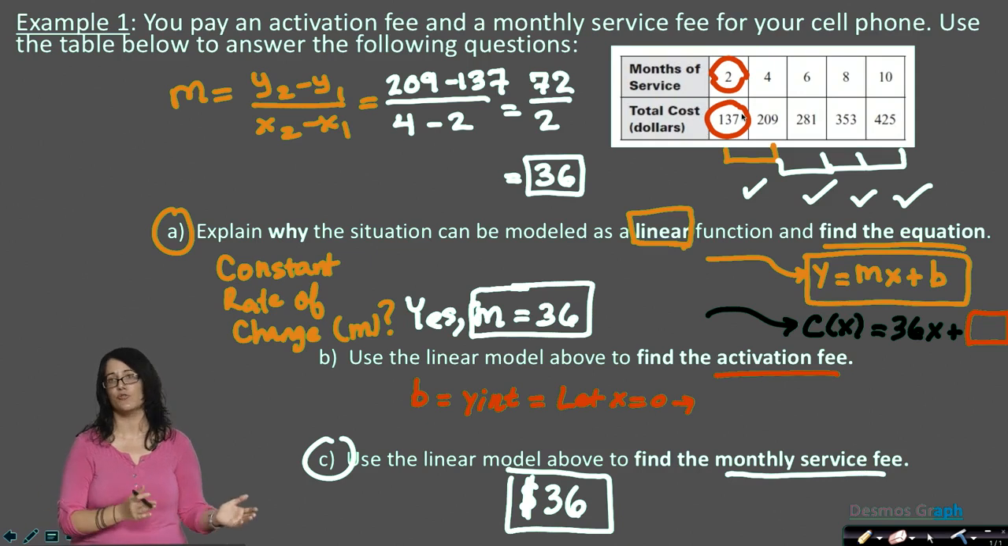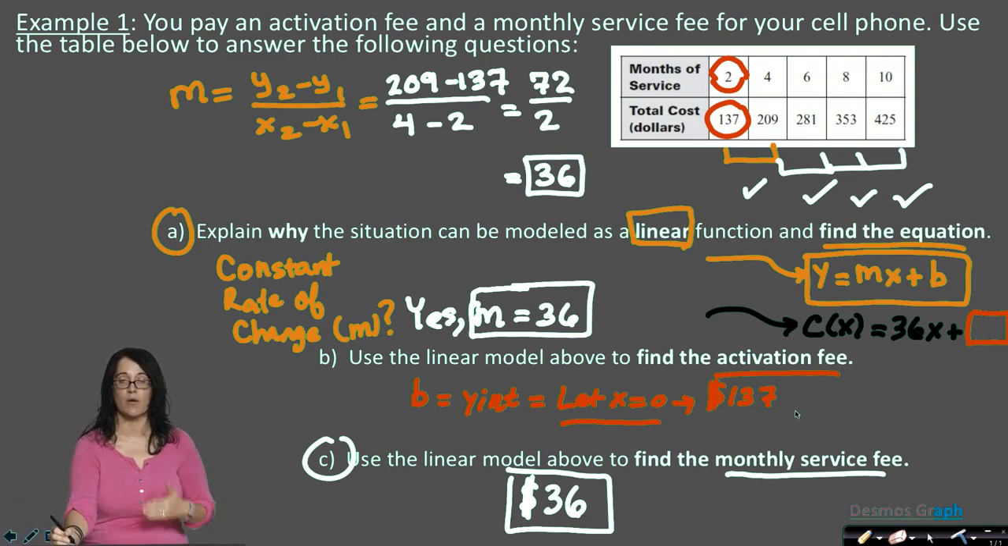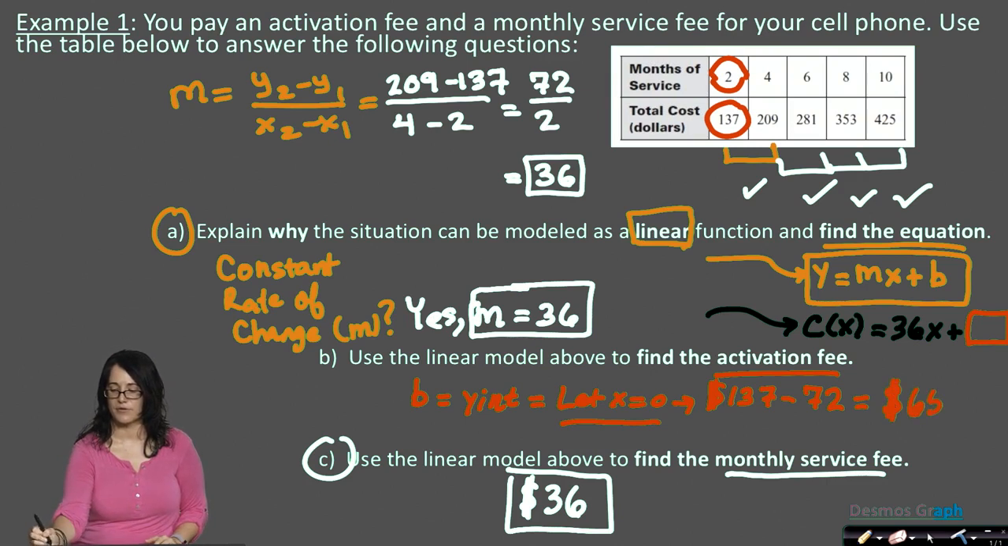So what would have happened 2 months prior to that? You could go 1 month, but 2 months prior to that would be when x equals 0. You would have had to say, I start at 137, that's how much I've spent after 2 months. What would have been 1 month before that? $36 less. 1 month before that, $36 less. In other words, $72 less. And when you subtract your 137 minus your 72, don't you get $65? So what we're claiming is that your y-intercept, your activation fee, should have been $65.